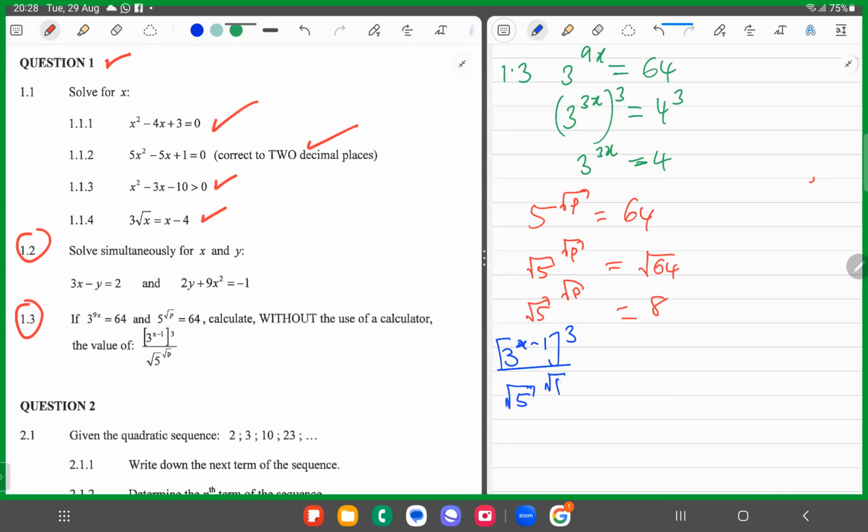Square root of 5 is square root of p. Okay, what is this now? So this one you can write as 3 to the power 3x minus 3. You divide everything by the square root of 5 square root of b, which is 3 to the power 3x. You divide everything by 27. Square root of b.